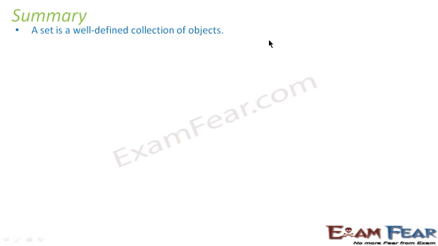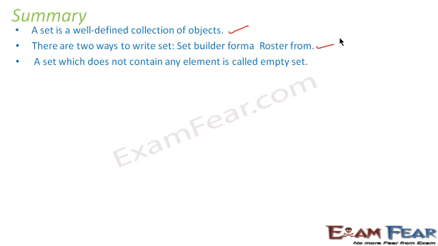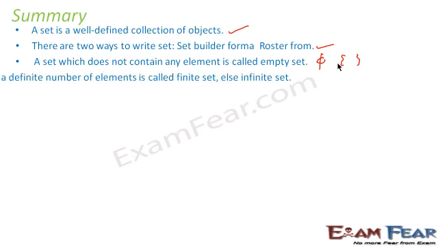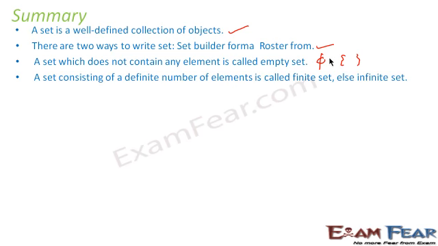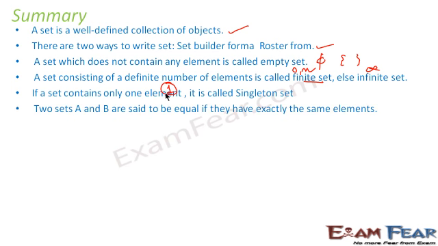Summary. A set is nothing but a collection of well-defined objects. There are 2 ways to write a set: set builder form and roster form. In roster form we have comma separated elements, and in set builder form we have a rule. A set which doesn't contain any element is called empty set or void set. A set which consists of a definite number of elements is called finite set. So it may contain 0 elements or n elements. A set which contains infinite elements is called infinite set. If a set contains only 1 element, it is called singleton set.